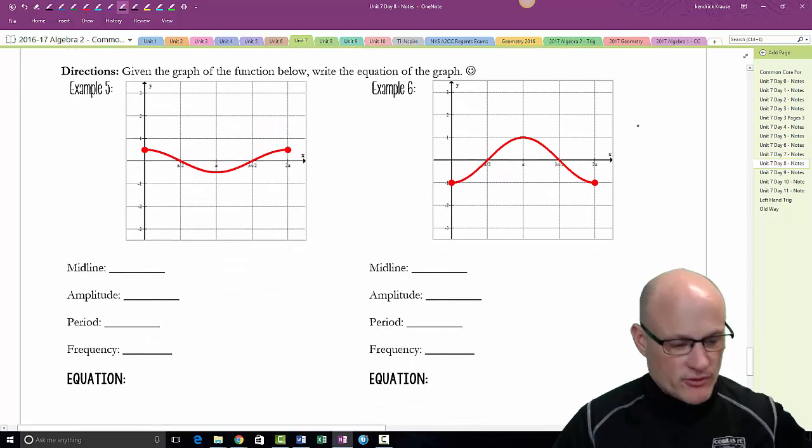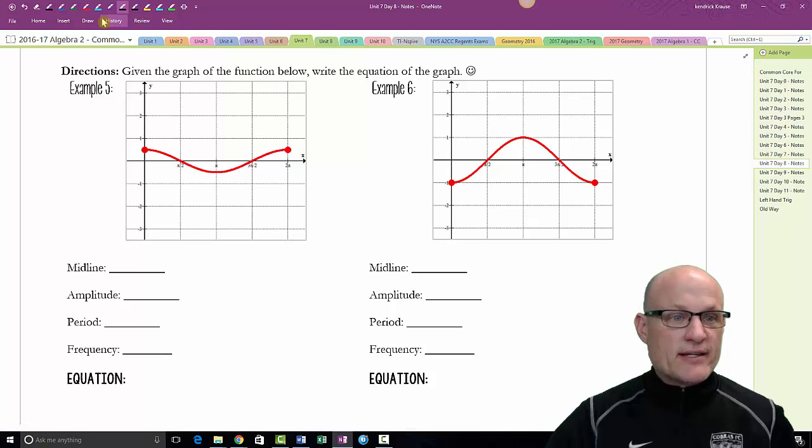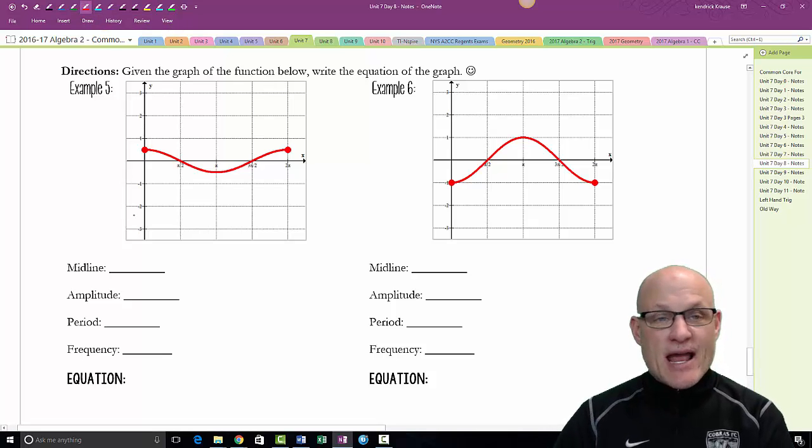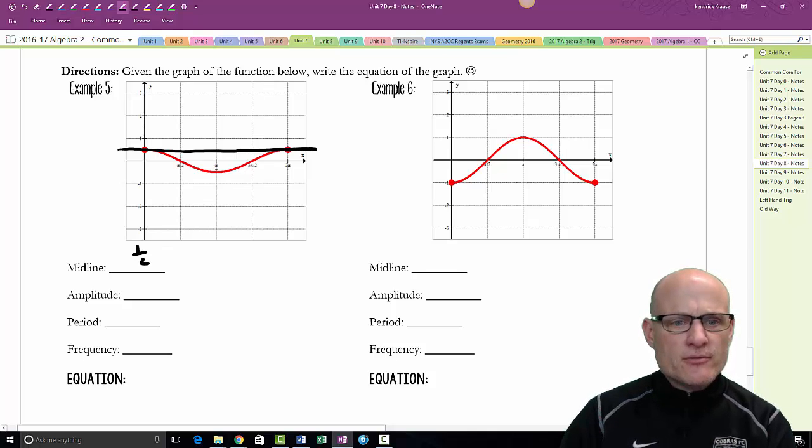Now we're going to work backwards. I'm going to give you a function for these 4, and you have to write the equation. I help you with it. What's my midline? Okay, let's go midline. Midline is right there, at a half. What's my amplitude?